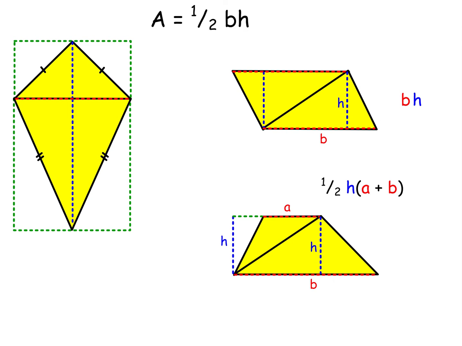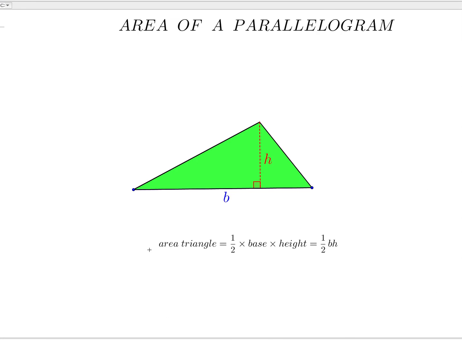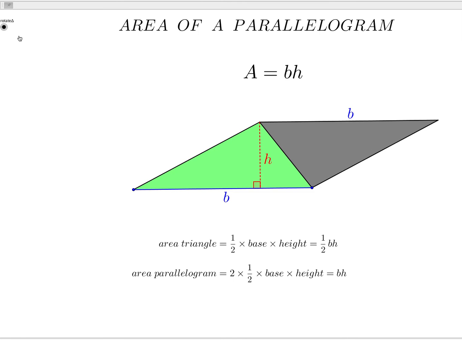It applies to a rhombus as well, because a rhombus is a kite. In the case of the parallelogram, it's simpler. The area of this triangle is a half base times height. If I rotate that triangle, I've got two of them. It makes a parallelogram. So this parallelogram's area is base times height. It's simply two triangles stuck together.